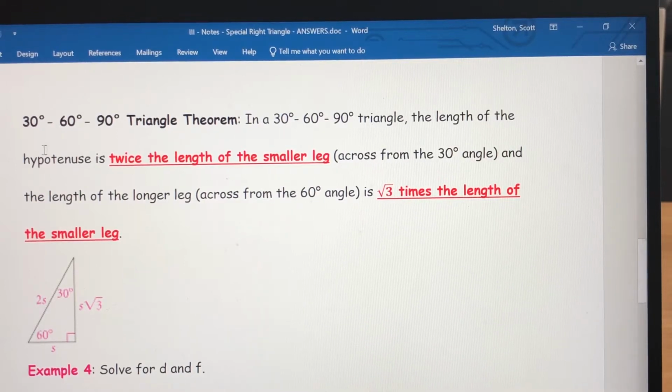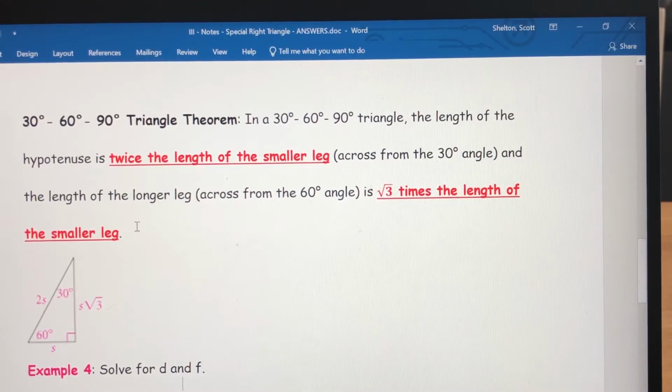Okay, in this video we're going to talk about the 30-60-90 special right triangle. In a 30-60-90 triangle, the length of the hypotenuse is always twice the length of the smaller leg, which is across from the 30-degree angle. And the length of the longer leg, which is across from the 60-degree angle, is always going to be radical 3 times bigger than the smaller leg.